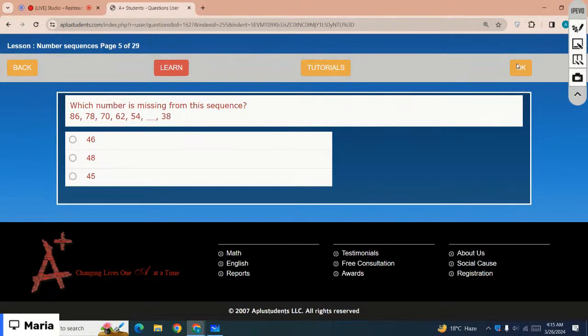So which number is missing? The pattern is decreasing by 8. The missing one is, yes, that is 46. The correct option is 46.